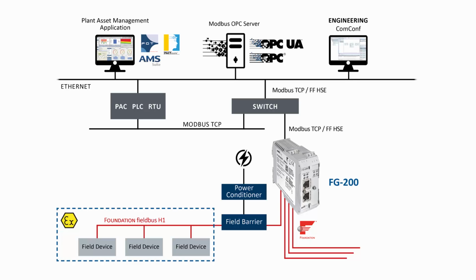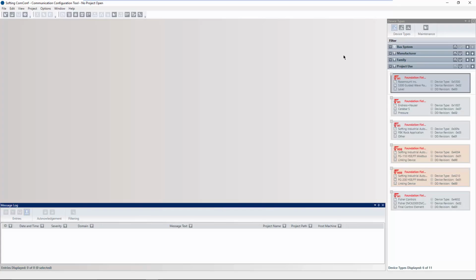In this video, we introduce you to the process of configuring the FG200 in order to access process values of FFH1 devices via Modbus. Therefore, the application communication configurator is required. Start the application.